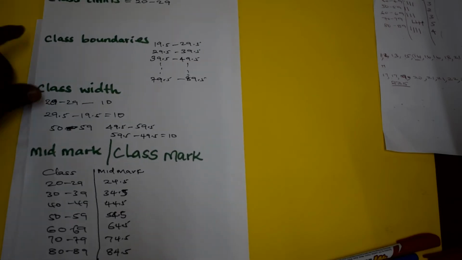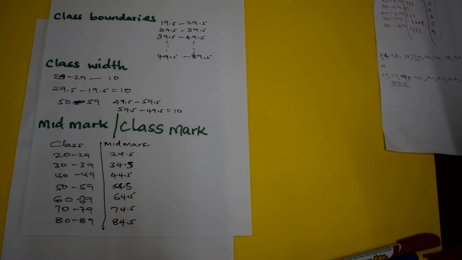Then we have the class width or the class interval, the interval between the lower limit and the upper limit, or between the boundaries. As you have seen in this class, we are going to have 10. Then we have the mid mark, and the mid mark is given by getting the sum of the class limits and dividing by 2. Also, the class boundary can give us the class mark, which is also called the midpoint. And the midpoint is normally denoted by x.